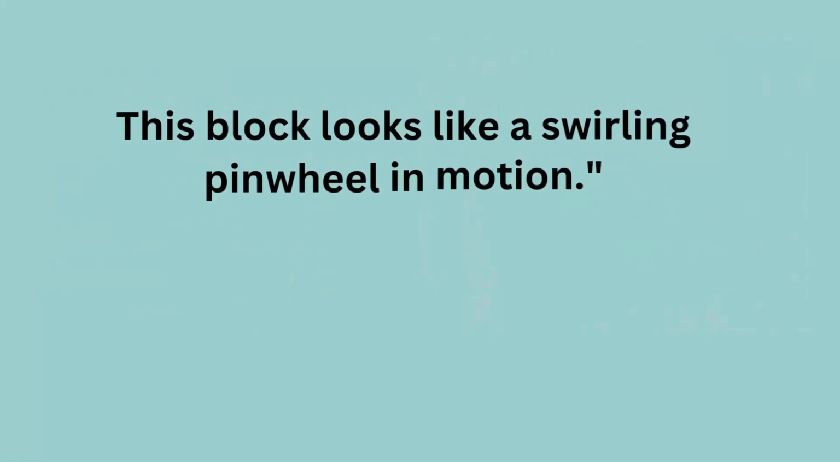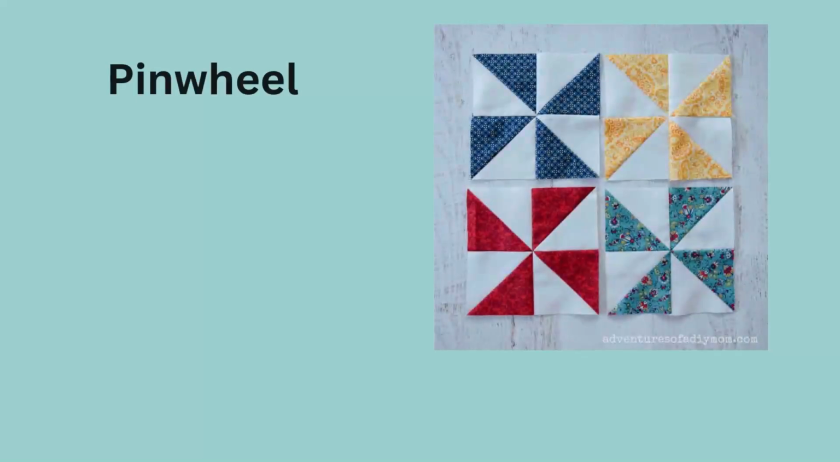This block looks like a swirling pinwheel in motion. Which block is it? Do you know? The key is in the sentence. Of course, the answer is a pinwheel. It's swirling around, made with half square triangles that some of us love to hate.